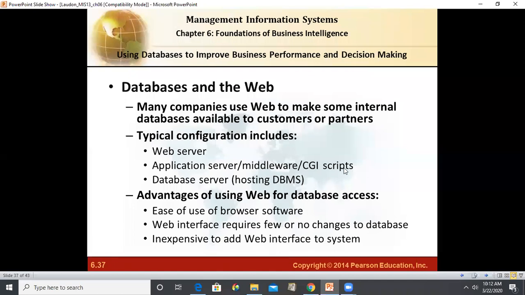What do you use the World Wide Web for? Mostly, companies utilize the web to access company databases. Many companies use it to make some internal databases available to customers or suppliers. A typical configuration includes a web server, application server, and database server. Why do we use the web for database access? Because it is easy to use. With the browser software, you just type in where you want to go, and the web interface requires few or no changes to the database, and it is inexpensive to add a web interface to the system.